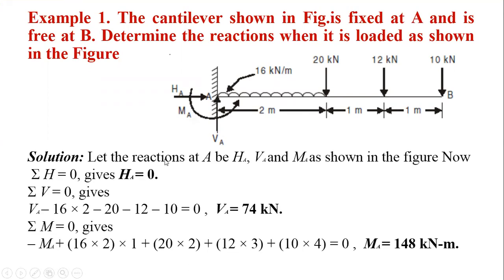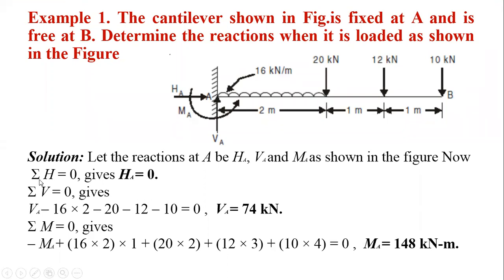Now very first of all, let us consider this support A is subjected to 3 reaction components, that is one horizontal reaction component, one vertical reaction component, and one resisting moment MA. Now let us use the equilibrium conditions, that is summation of all horizontal forces, summation of all vertical forces, sum of all moments about any point is equal to 0.